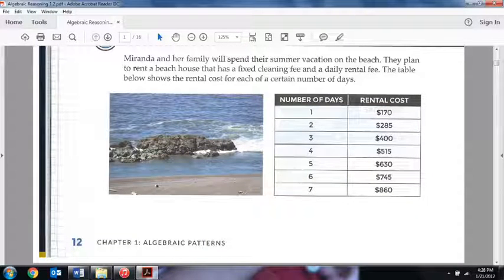All right, here we go. We are on section 1.2, and we'll just start here. It's the bottom of page 12 in your notes.